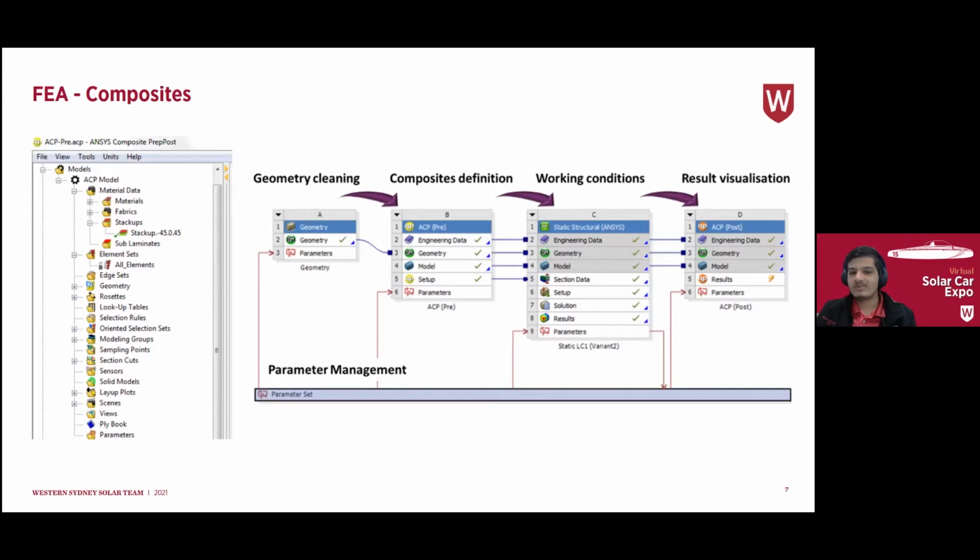After specifying the composite makeup, you can perform the normal FEA analysis procedure, but you can view additional solution parameters regarding composite-specific failure modes. The ACP toolbox is instrumental in the design of the solar car and can prove useful for any composite design process.